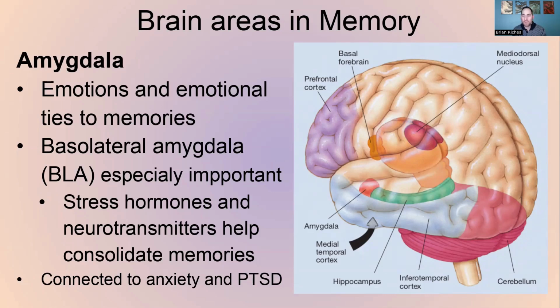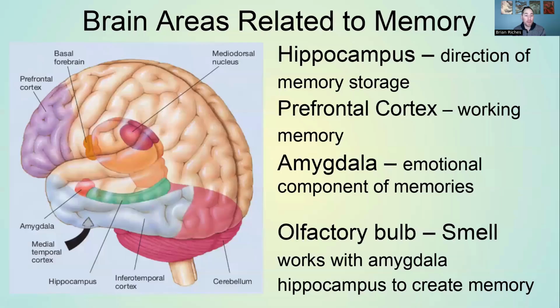So that's a really important piece of creating memories. It is also connected to anxiety and PTSD. So, some other brain areas, a little quicker. Some of these we've talked about already: hippocampus, direction of memory storage; prefrontal cortex, a lot of working memory and active engagement; amygdala, emotional components; but the olfactory bulb as well.